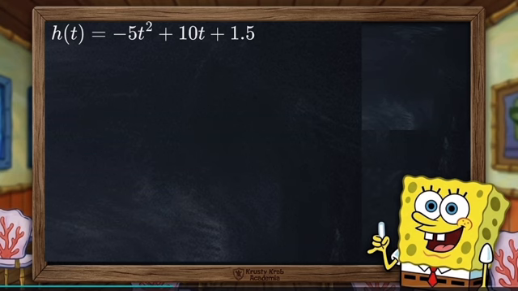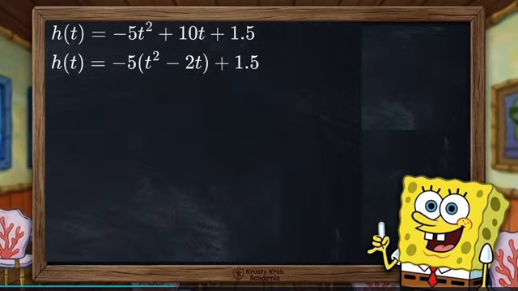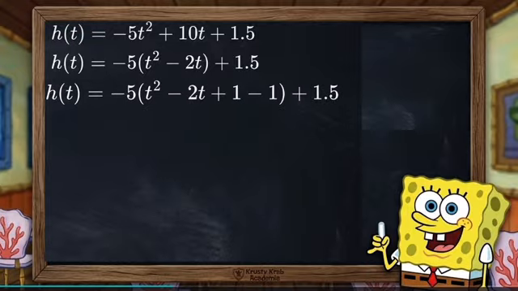To answer our first question about maximum height, we need to convert our standard form equation into vertex form by completing the square. First, we group the t terms and factor out our leading coefficient, negative 5. That gives us h of t equals negative 5, bracket t squared minus 2t, plus 1.5. Next, we complete the square inside the brackets.